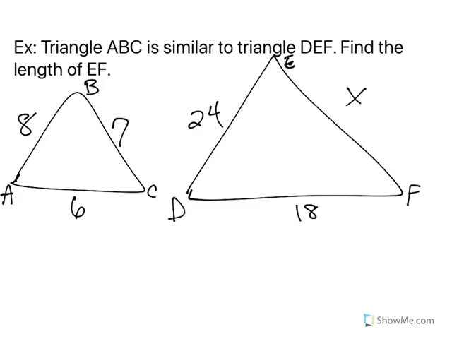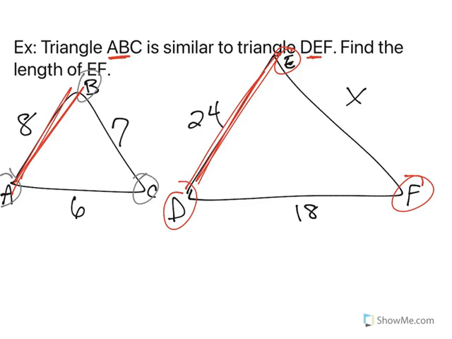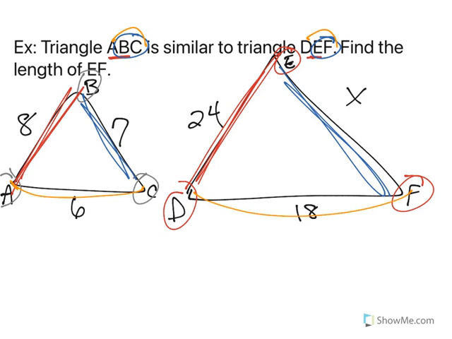I have triangle ABC, so A, B, C, yes, order matters, is similar to triangle DEF. So notice that AB is first DE. That means AB is corresponding to DE. BC, the last two, is corresponding to EF. So BC corresponds to EF, and then AC corresponds to DF. That's how it works when you're dealing with triangles.